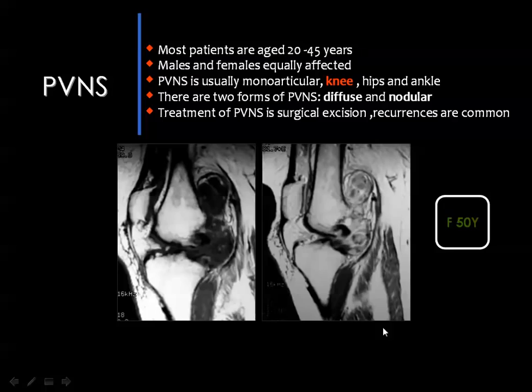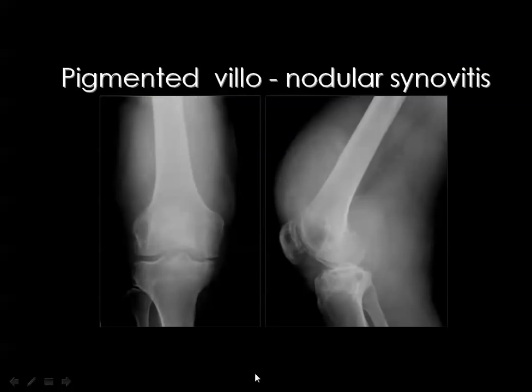And if you inject contrast media, the lesions will show enhancement. And here is an example. You see low signal lesions in the posterior compartment of the knee as well as anteriorly, and after contrast injection you can see enhancement of the lesions.